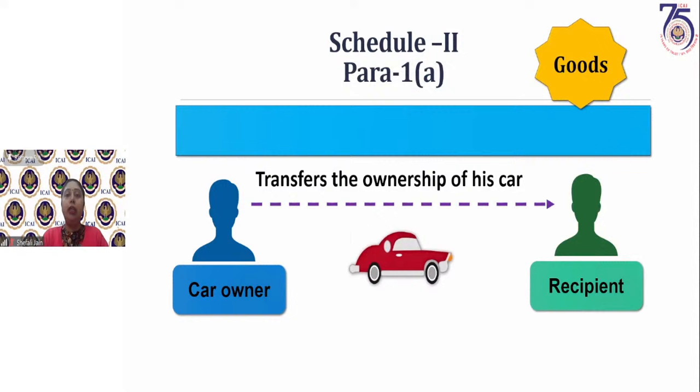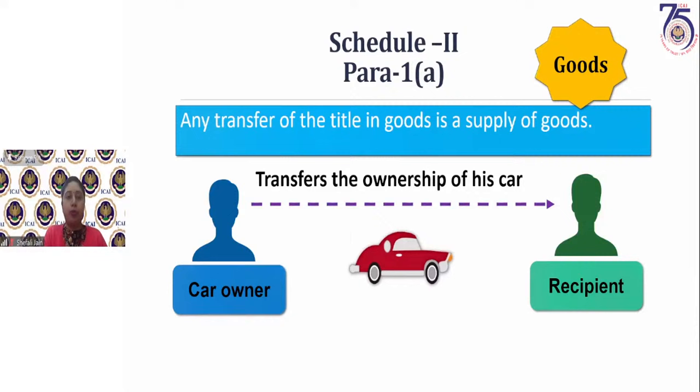In Schedule 2, para 1 says that the transfer of ownership of goods, any transfer of title in the goods, is a supply of goods. Title is the ownership. So for example, a car owner is transferring the ownership of his car to the recipient. He is selling that car to the recipient and giving the ownership to the recipient from the date of sale. That becomes a supply of goods. So it is covered in para 1A. Para 1 clause A of Schedule 2 has classified this transaction as supply of goods. So any transfer of ownership is supply of goods.